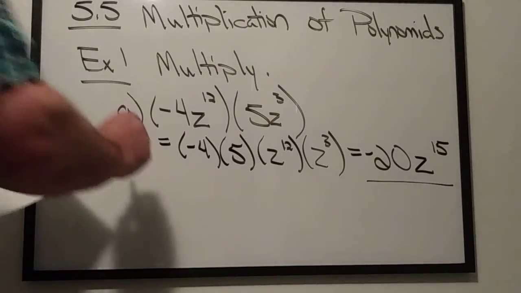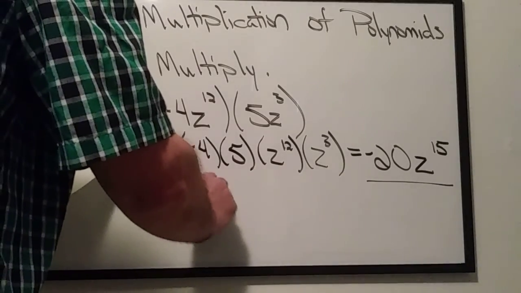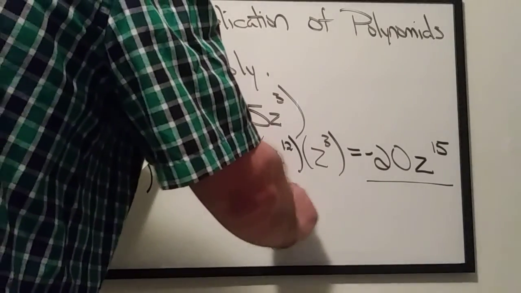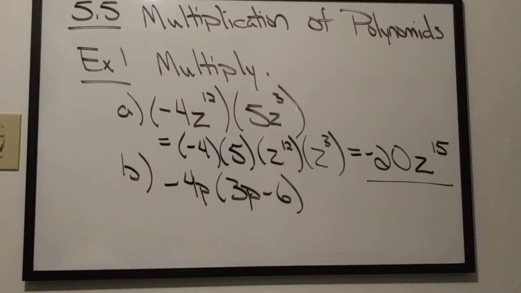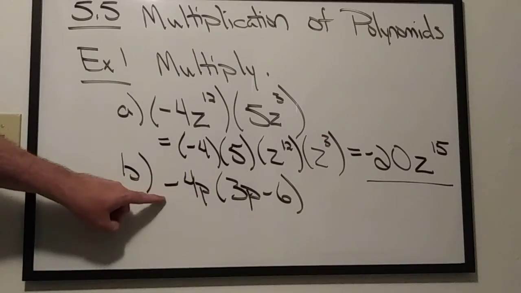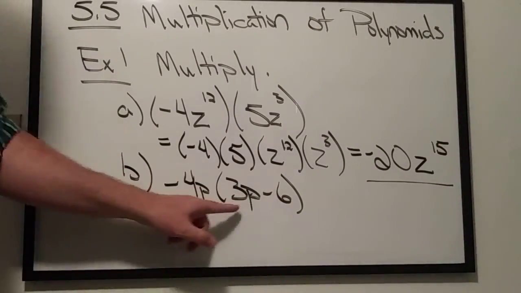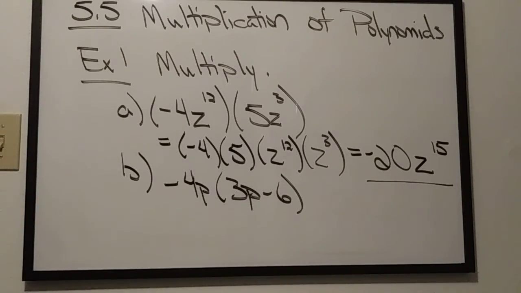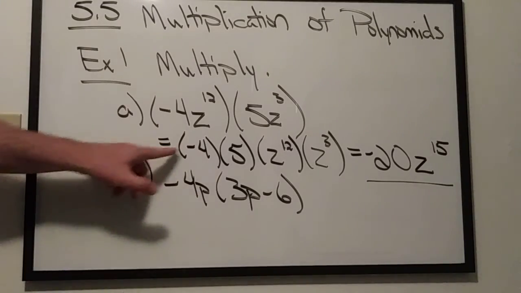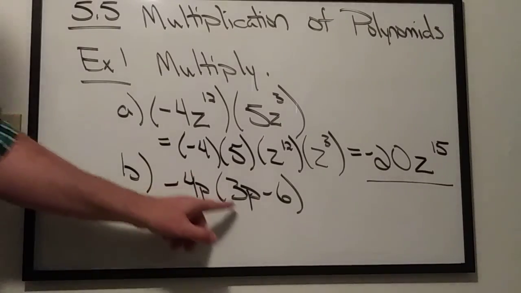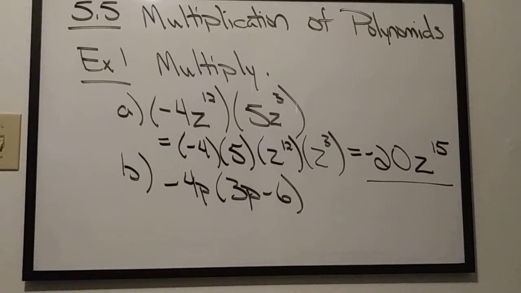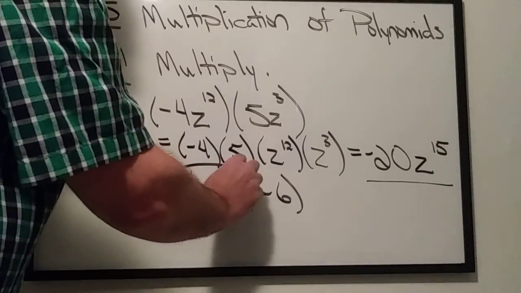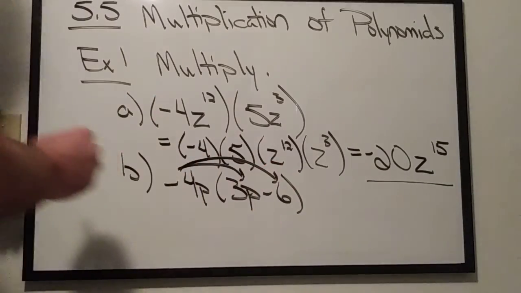So for part B then, we're going to check out negative 4p times 3p minus 6. Now, as you look at this problem, notice that we have a monomial in the front here, negative 4p, and we have a binomial in the back. So we're multiplying a monomial times a binomial. Well, as you look at this problem and you think about things we've done previously in the class, if you have a number hanging out in front of a set of parentheses, and then you have either an addition or subtraction inside the set of parentheses, that was an example of a distribution problem. That, in fact, is the exact same thing that we're going to do here. So we need to distribute this negative 4p through to the 3p and to the negative 6.